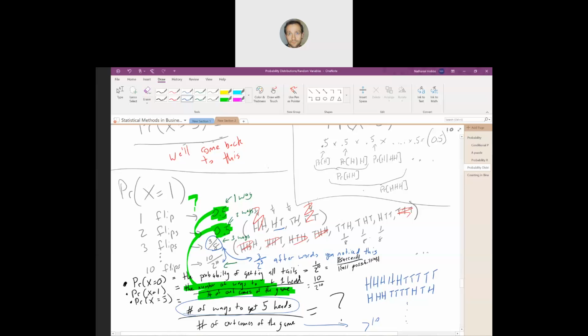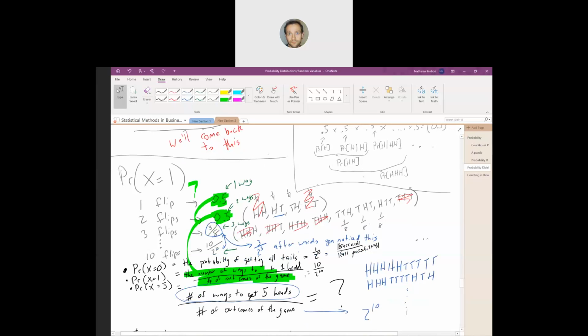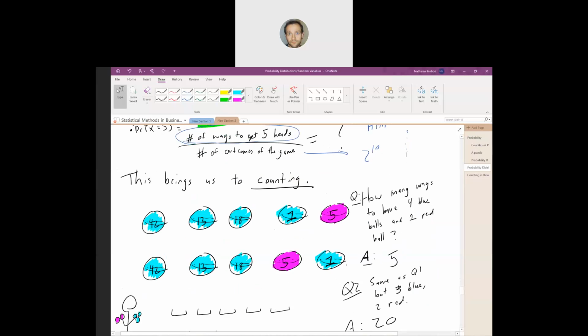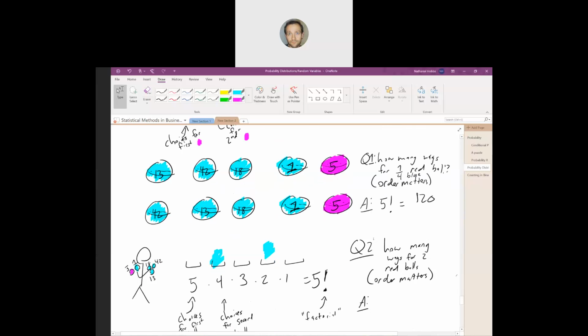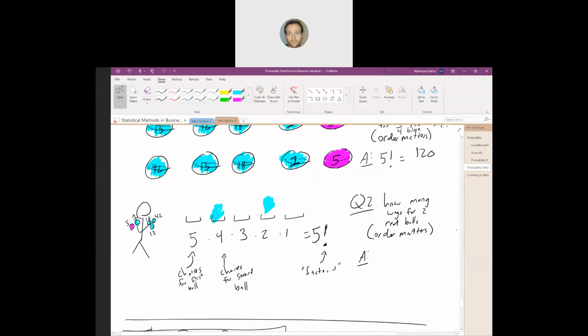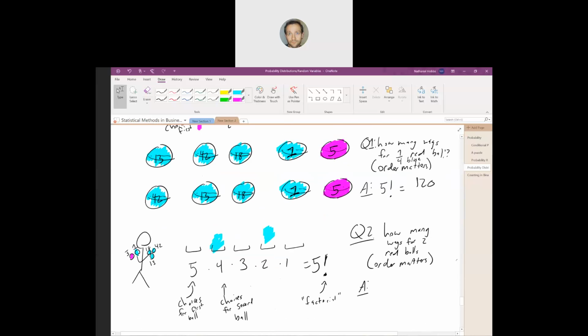So instead, you have to come up with a way to count them. And when you're counting, it depends on the game. Does order matter or does it not matter? That's something that you need to be able to think through in order to come out with odds of winning money or losing money.